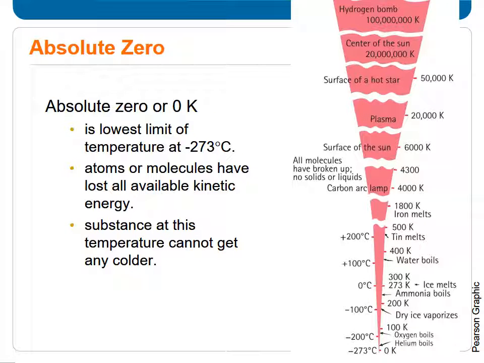Absolute zero is the lowest limit of temperature, equivalent to -273 degrees Celsius. At absolute zero, atoms or molecules have lost all available kinetic energy. A substance at absolute zero cannot get any colder. The graph shows typical temperatures of various things in Kelvin and Celsius. There is no maximum temperature.